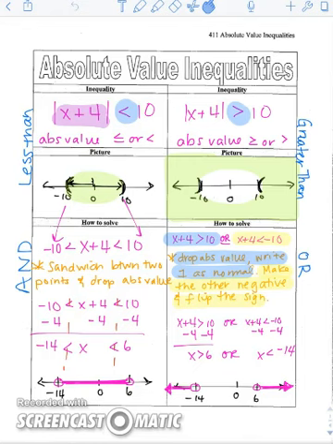Absolute value is a distance. It can never be negative. It's a distance from 0. So what we're going to look at here, there's two cases. If you notice, the only thing different between the two is that in one, the absolute value is greater than, and in the other, the absolute value is less than.